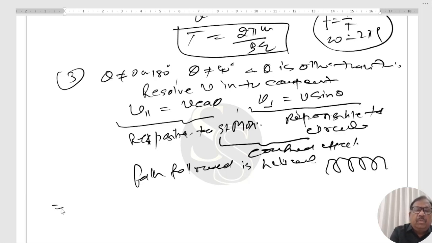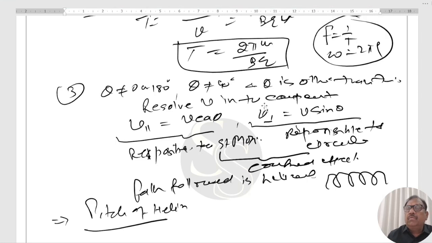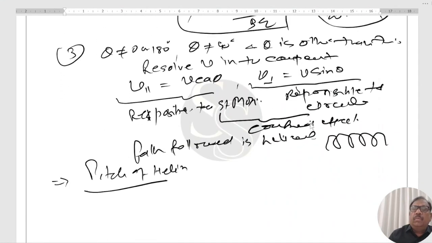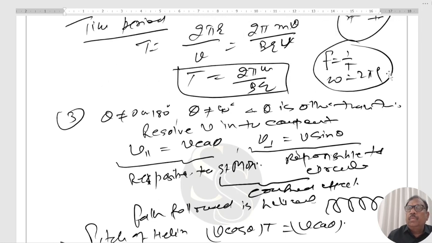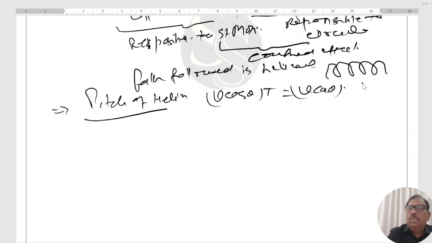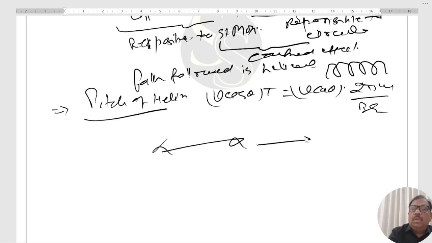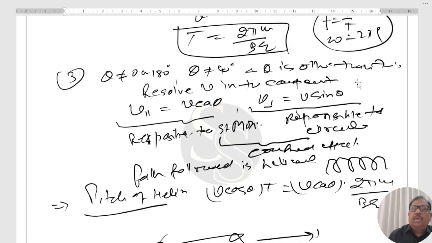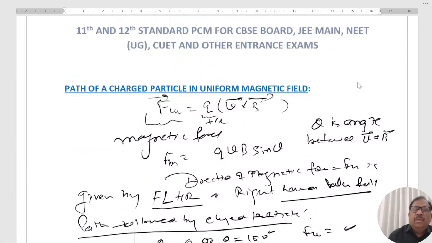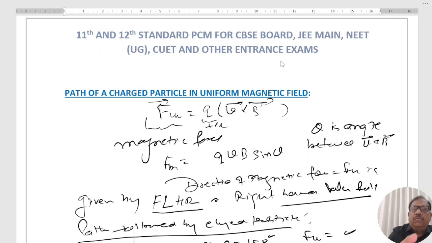Right? One term in this case is the pitch of the helix. Pitch is the distance given by the horizontal component of velocity, V cos theta, into the time period, which is 2 pi m by q B. So pitch equals V cos theta into 2 pi m by q B.